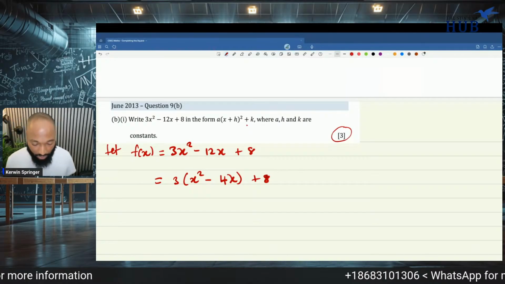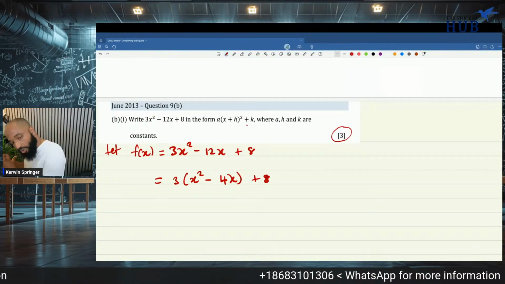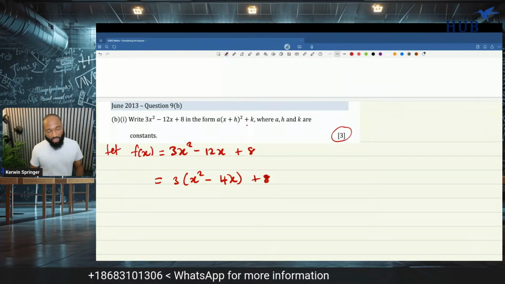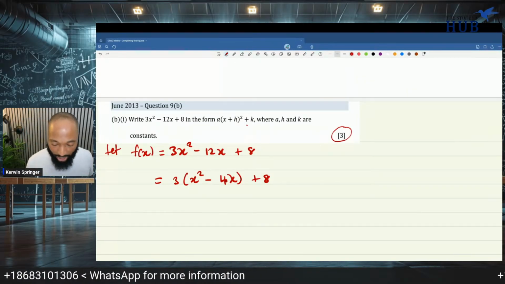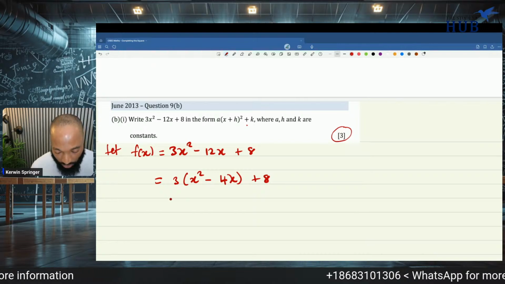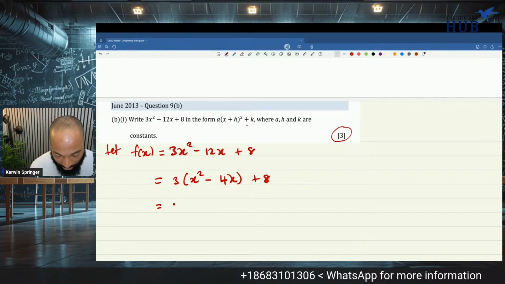Yes, that's the technique. Well done, Malik. You take 3 out of the first two terms. You draw it out. I say whip it out. It's factorizing out of the first two terms. Then you get half of the negative 4 and you square it. Half of negative 4 is negative 2, squared is back to being positive 4.